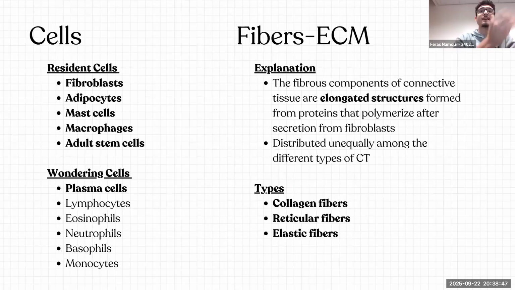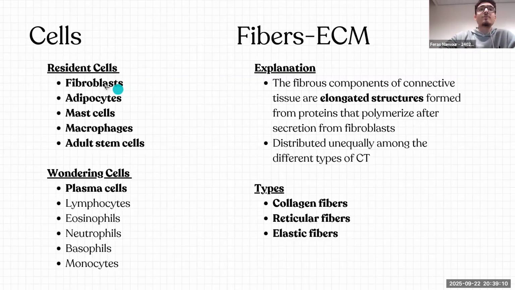When we're talking about tissue, we should know the cells, the fibers, and the extracellular matrix. These are the cells that make up connective tissue. We can classify them into two groups: resident cells and wandering cells. From the name, resident cells don't move around; they stick to their place. Wandering cells move around, go up and down, and go through the blood.